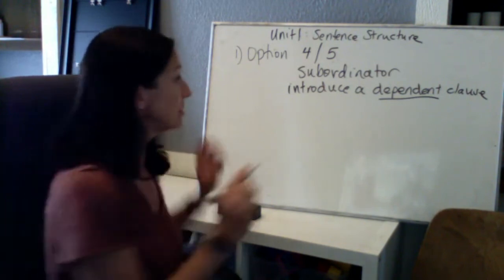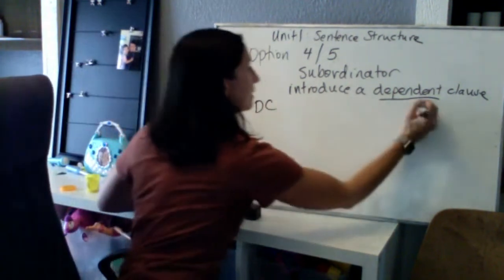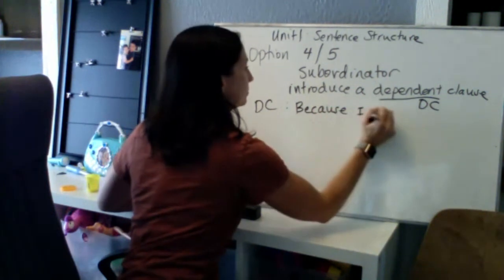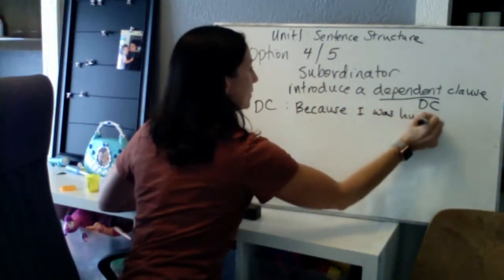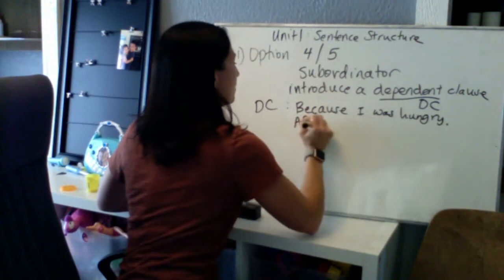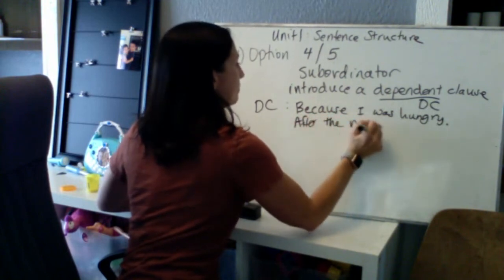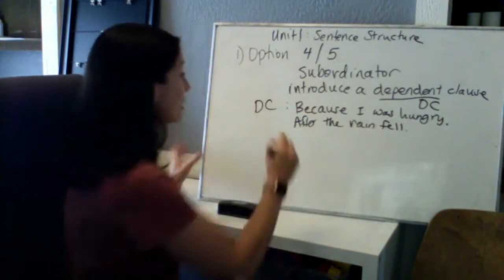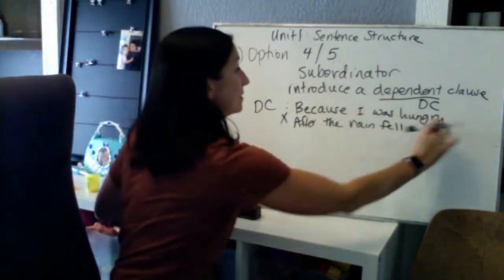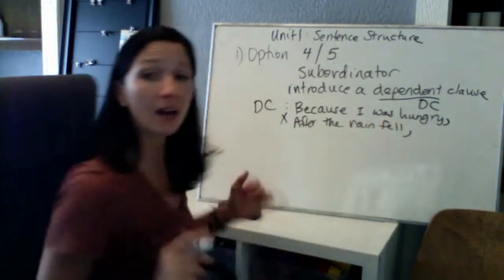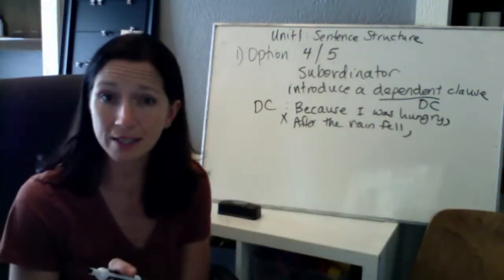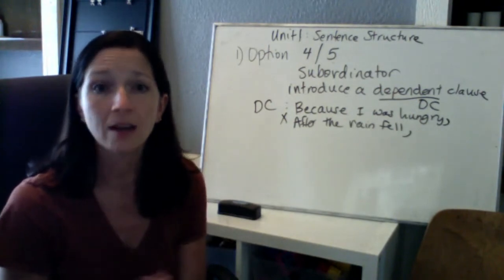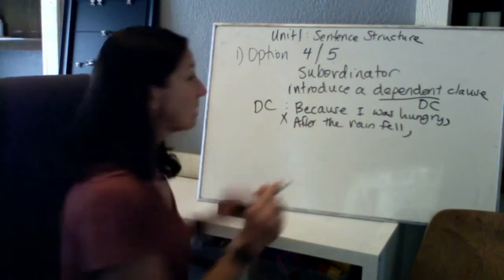Okay, I'll give you some examples of these DCs. Because I was hungry. After the rain fell. These are not sentences. These need to be followed by a comma. They cannot stand by themselves. If you put a DC by itself, it's considered to be a sentence fragment. We talked about sentence fragment. It's not a sentence. It has to have an IC following.